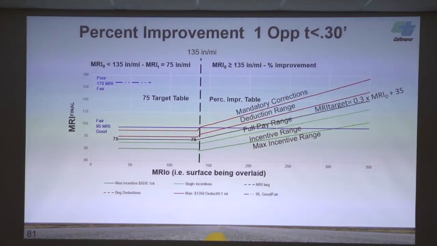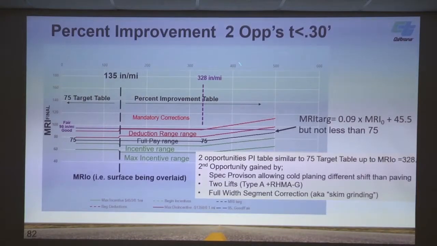So designers are being trained to basically figure out how to put two opportunities in. This is the one opportunity for less than 3/10. If we go to two opportunities less than 3/10, we're in the percent improvement table, and when you do all the math and all the rules, we have the MRI target value of 0.09 times MRI 0 plus 45. That's this value, but basically it can't go less than 75, so it goes flat. So we're in the percent improvement range.